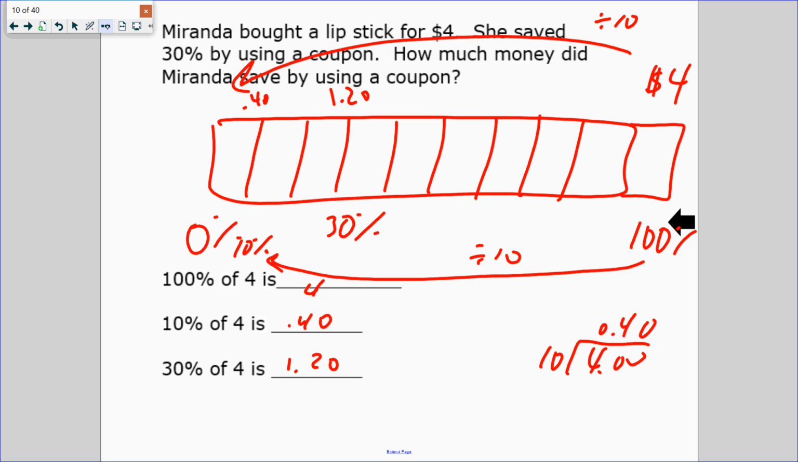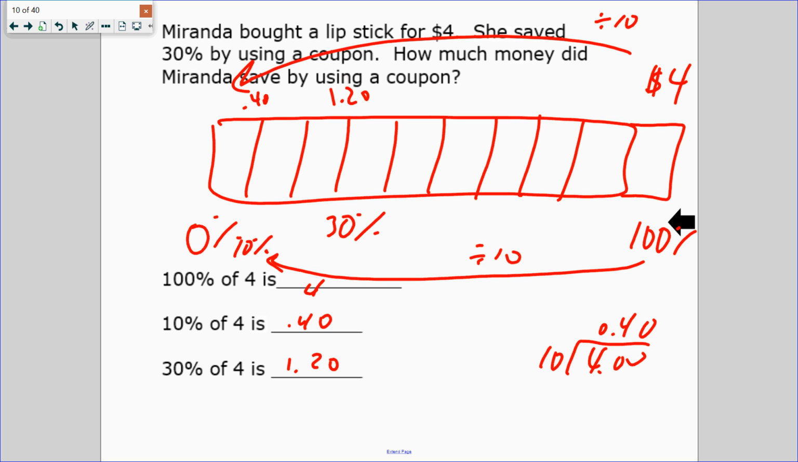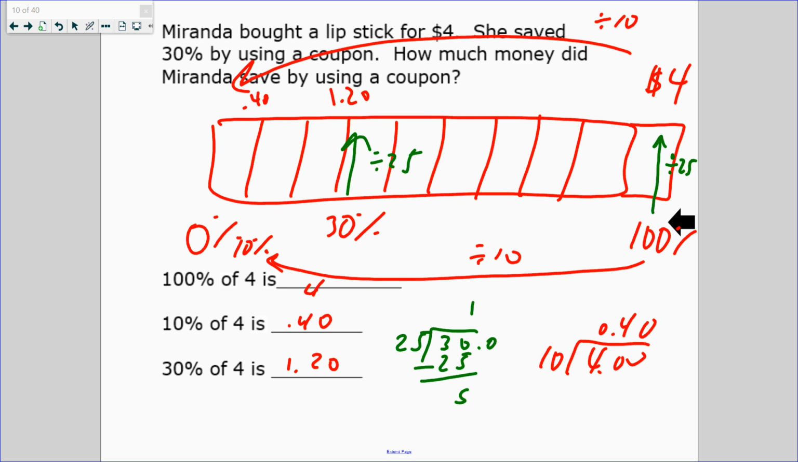Another way you could have done it is this way. Some people may see it this way. I hope someone saw it this way. What's the relationship between 100 to 4? Divide by 25. So what's 30 divided by 25? It goes in one time. 30 minus 25 is 5, and then 50 divided by 25 is two times, so $1.20. That's another way you could have done it. Did anybody see it that way?